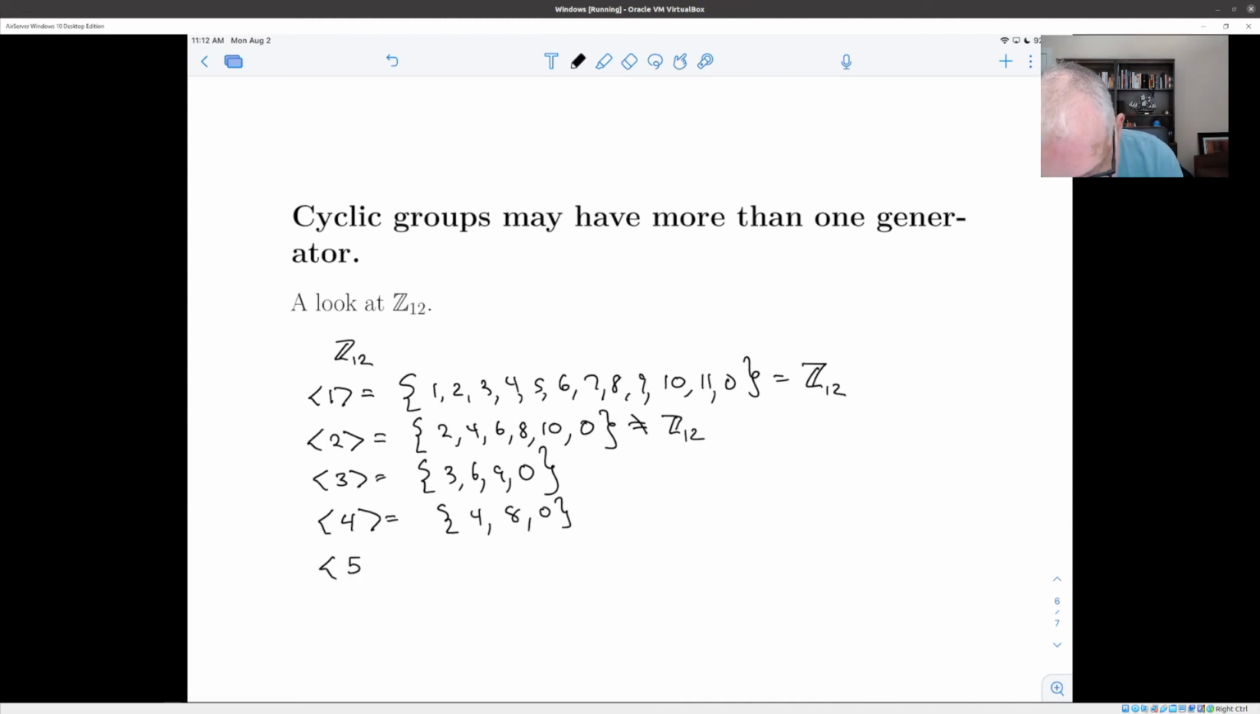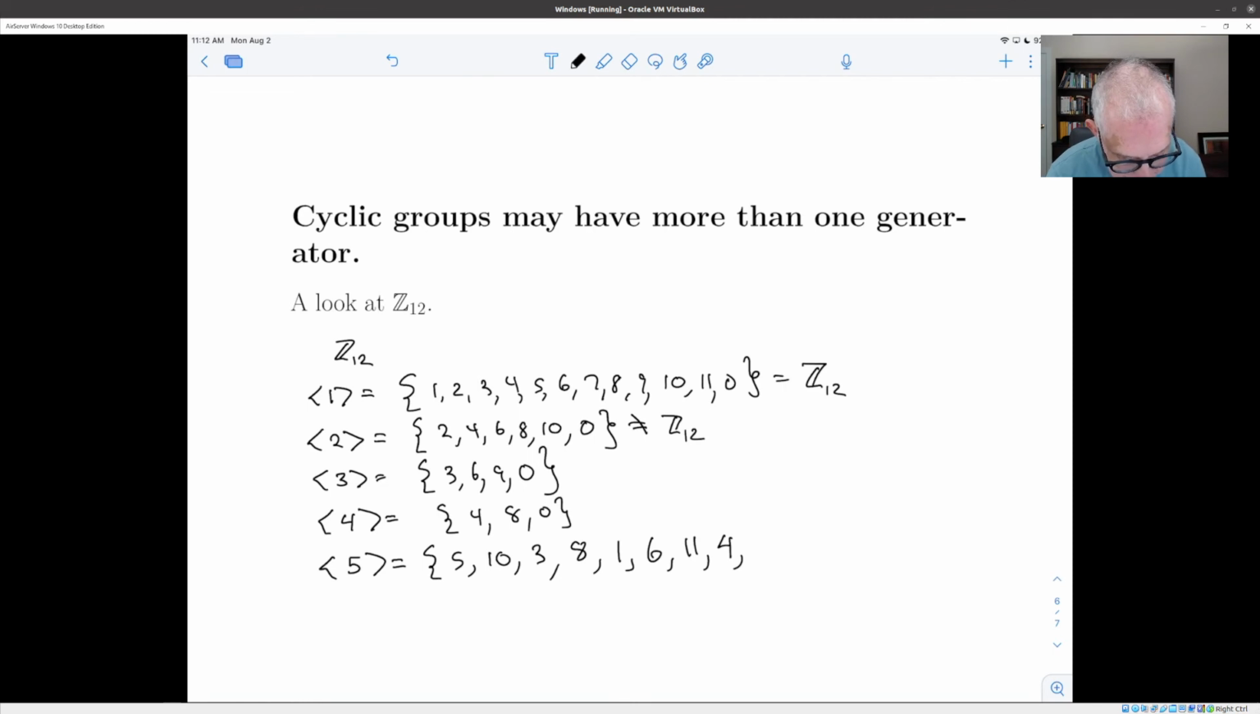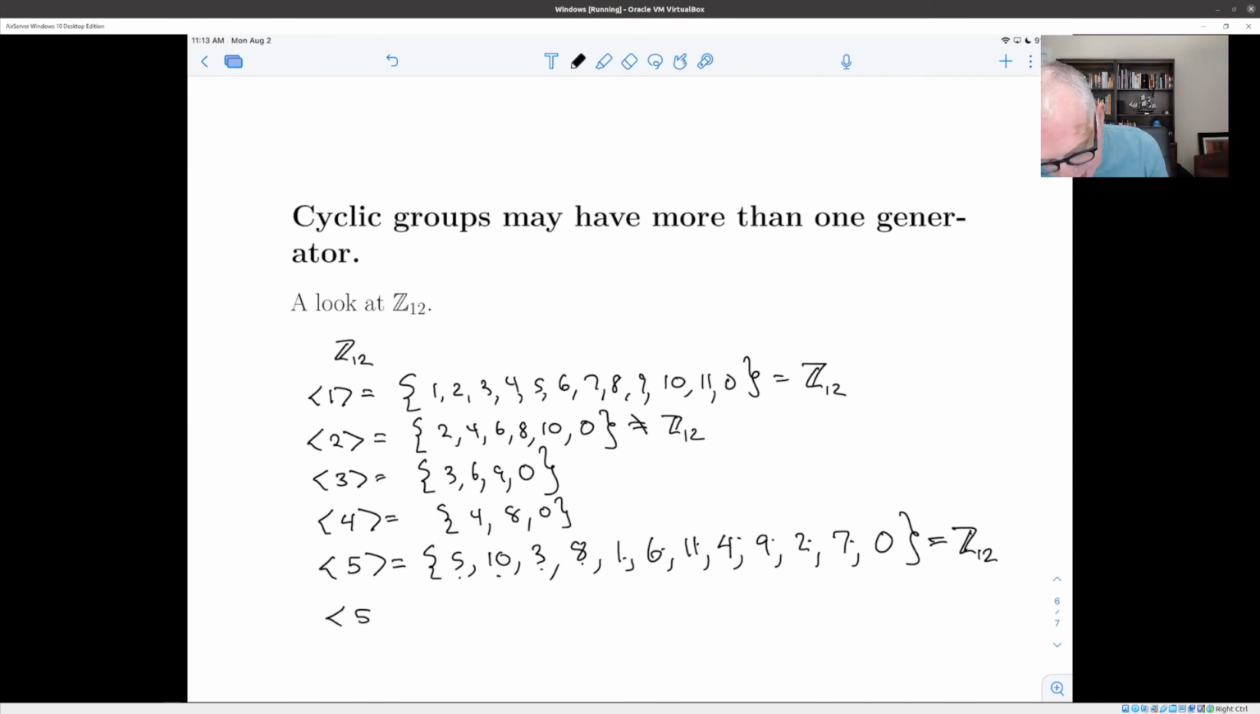If we take 5, you get 5, 10, 15, which is 3, 8, 13, which is 1, 6, 11, 16, which is 4, 9, 14, which is 2, 7, and then 12, which is 0. And if you count these up, you see we have 1, 2, 3, 4, 5, 6, 7, 8, 9, 10, 11, 12. So we found that Z12 has another generator. It's not just generated by 1, it's also generated by 5.